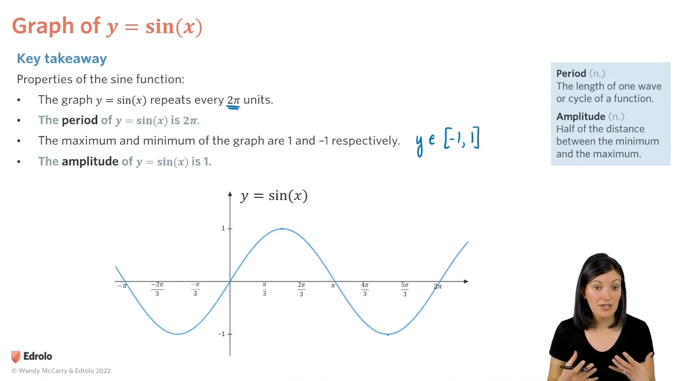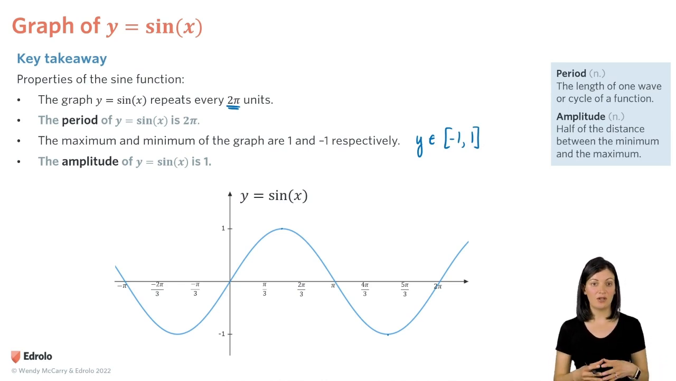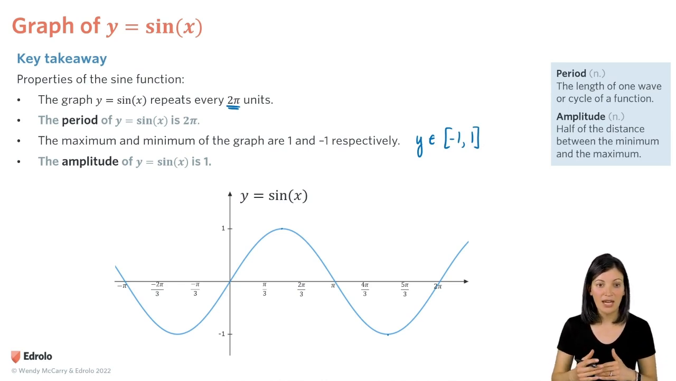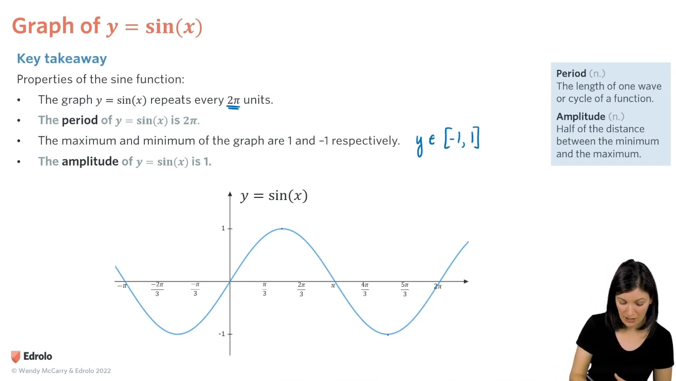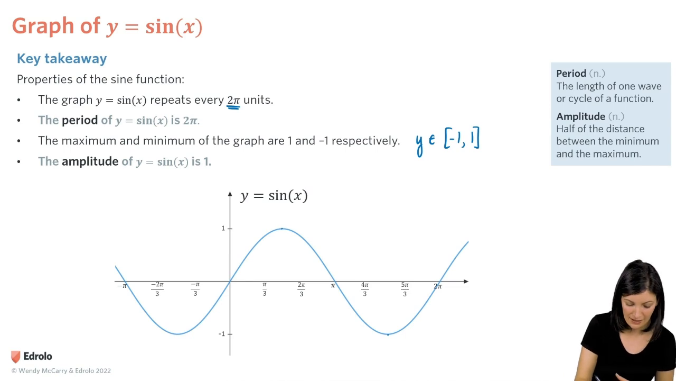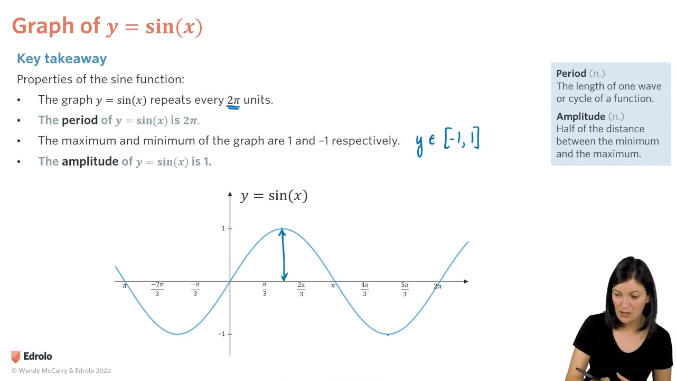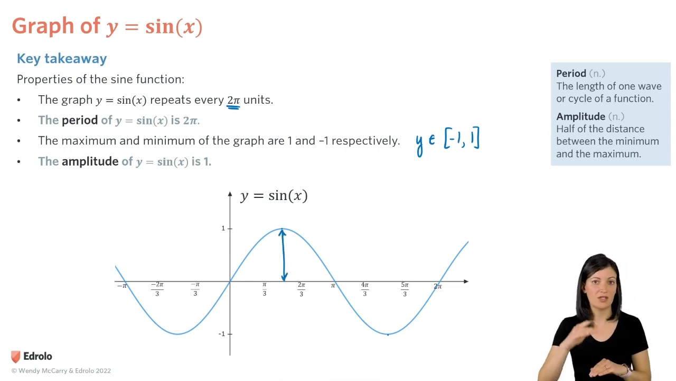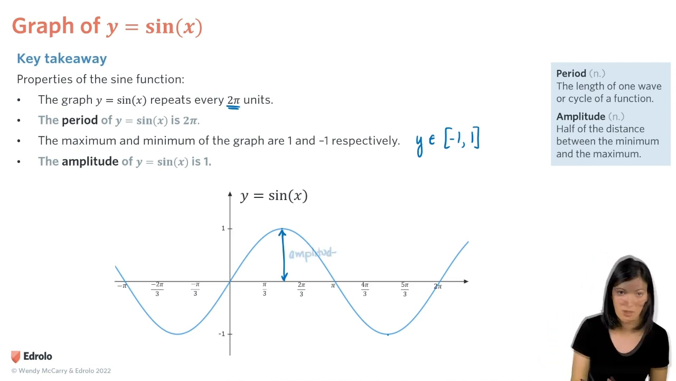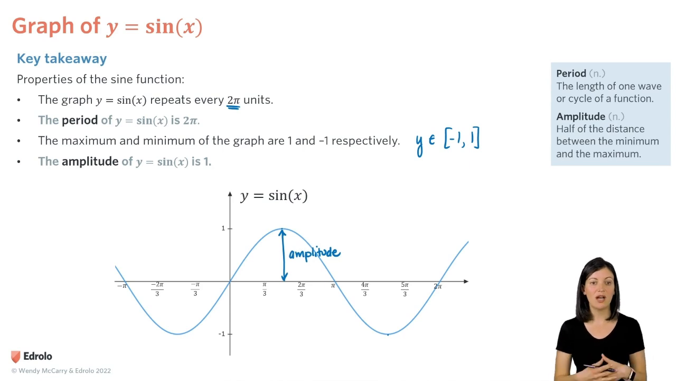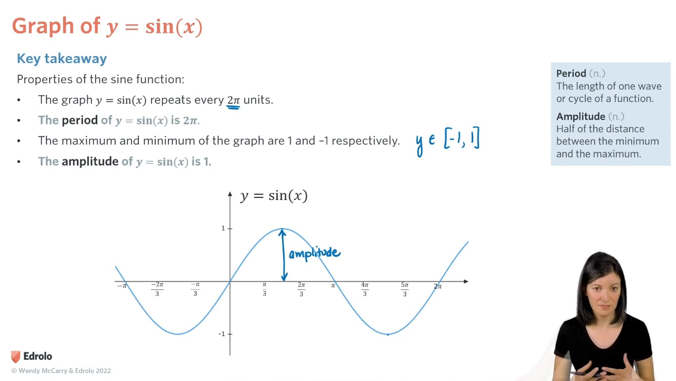This also tells us about the amplitude of the graph. Now, the amplitude is the distance from what we call the center line. So the center line here would be the x-axis. So the distance between the center line and the maximum or the minimum would be the same. That's our amplitude. So the amplitude of sine x is 1. We can also think of that as half of the distance between the minimum and the maximum.